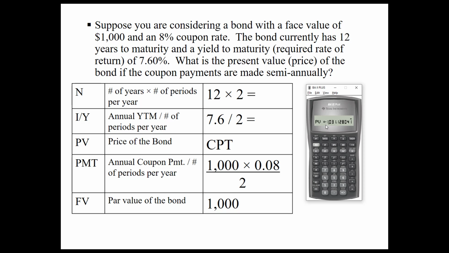The reason it comes up as a negative value is because it assumes that we are buying the bond. Again, so the coupon payments and the future value are positive numbers because that's money that you would receive in the future. The present value or price is a negative number because that's how much it would cost you upfront.